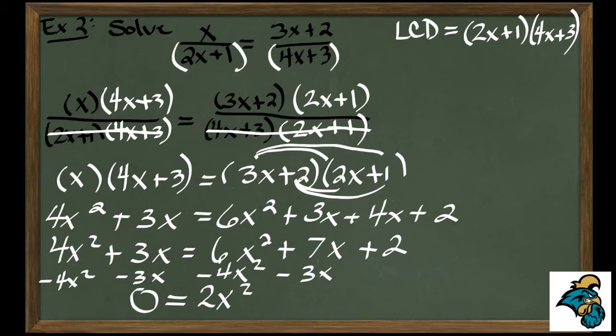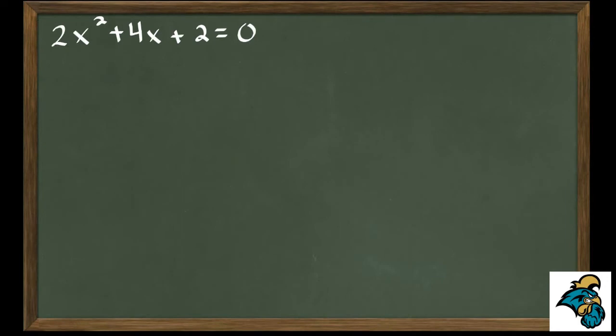7x minus 3x is a positive 4x. And then we have plus 2. So now I'm going to go ahead to a new screen so that we can continue factoring this. Now that I'm on a new screen and I have some more space, we're looking to factor 2x squared plus 4x plus 2 equals 0.